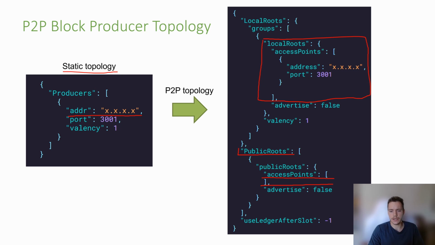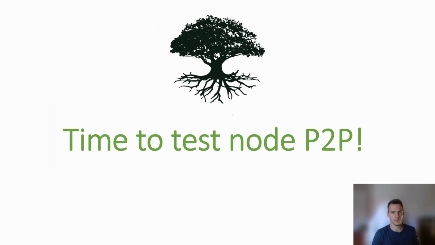And besides not defining any public roots, we also disable the use ledger after slot setting by setting it to -1. So we don't want this node to discover really any peers from the ledger. We just want it to connect to our relay, and that's it. And that's the end of the presentation.